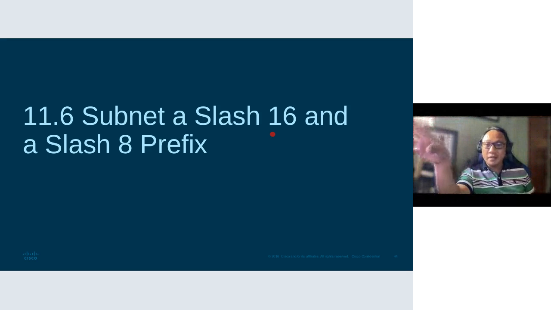Ngayon, kung sa /16 million na, lalo na sa /8, di ba? Kung /8 ang prefix mo, that means yung first octet mo lahat naka 1, tapos yung tatlong remaining octets ay naka 0. So that's around 2 raised to 24. Napakarami ng host na pwede mong ilagay, no?